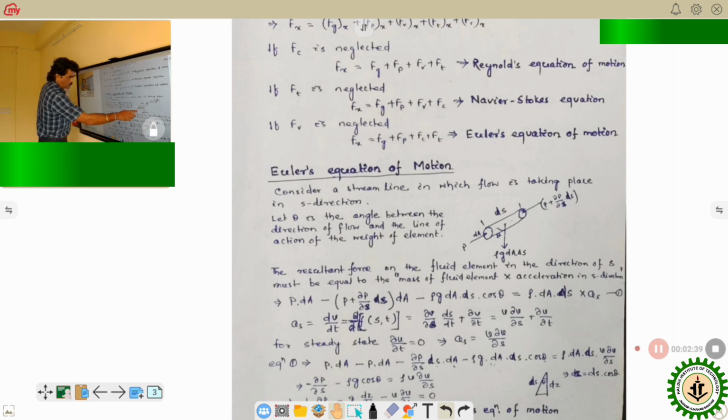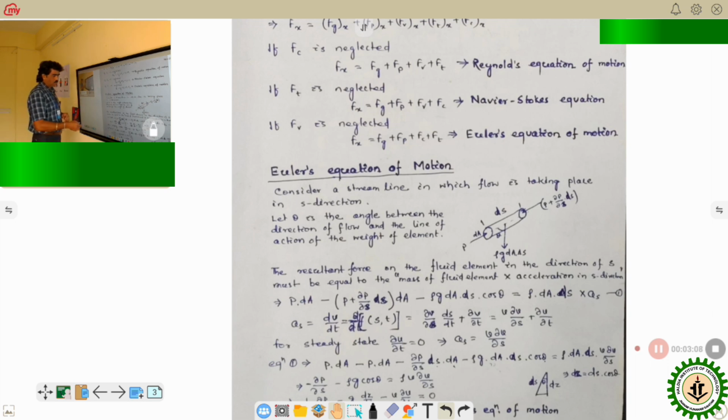So we are considering a small control volume. The cross-sectional area of the control volume is dA and the length is ds. Of the forces, two have been taken into question: one is the pressure, another is the weight force. The resultant of these forces makes the fluid flow from one place to another, and for this case we are considering streamline flow. So the resultant force of the fluid moving in the direction of s must be equal to the mass of the fluid element times the acceleration in the direction of s.